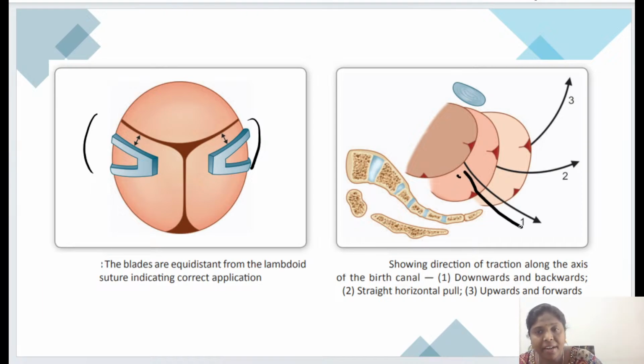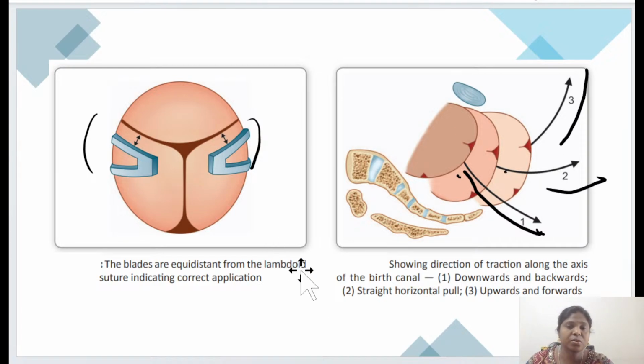First we have to drag the blade downwards and backwards, then straight, horizontal, then upwards and forwards. So this is how we are going to drag it.